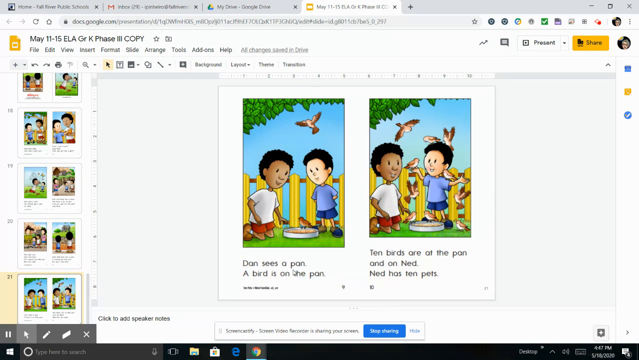Dan sees a pan. A bird is on the pan. 10 birds are at the pan. And on Ned. Ned has 10 pets. Look at all the birds that are coming to his yard to eat the bird seed.